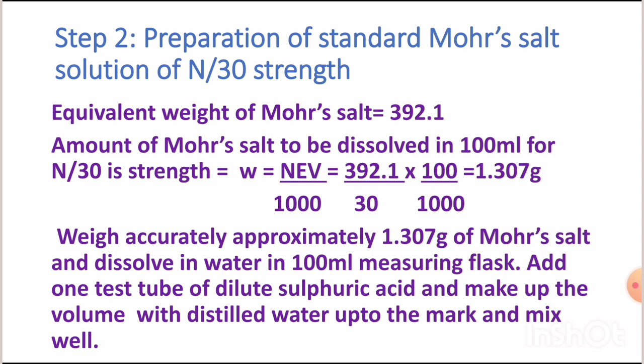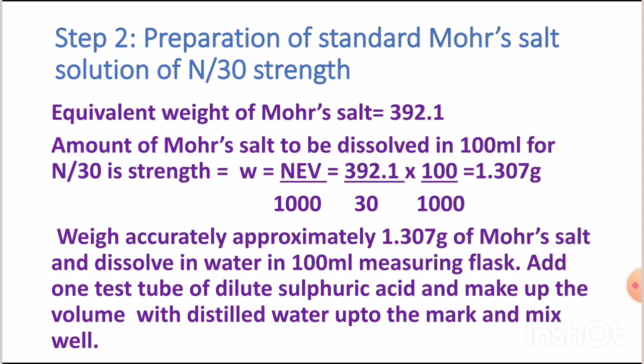Second step, that is preparation of a standard Mohr salt solution of N by 30 strength. We know that the equivalent weight of Mohr salt is 392.1. For the amount of Mohr salt to be dissolved in 100 ml for N by 30 strength, we use the formula W = NEV/1000, where N is normality, E is equivalent weight, and V is volume. Normality is 1 by 30, equivalent weight is 392.1, and the volume is 100. So finally we get 1.307 gram weight.